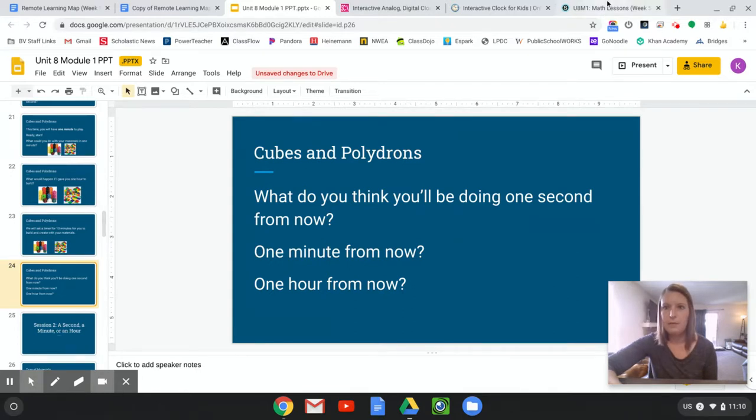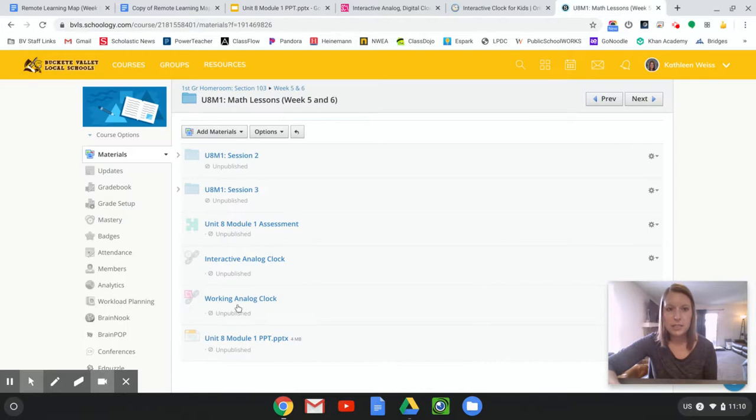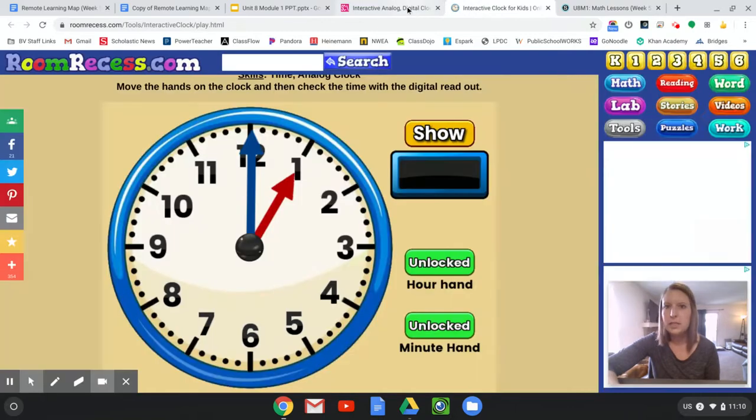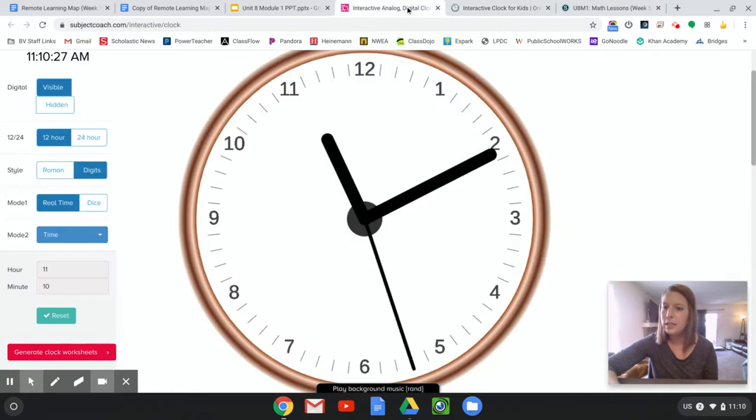And remember, you can find all of these things in our math folder, or you can find them on the map. Most of these things are linked onto the map that you might need, but there's no papers, nothing you really need to do. You just might want to look at these clocks and play around with them a little bit. But that's it.